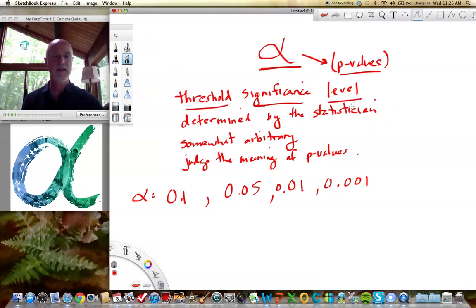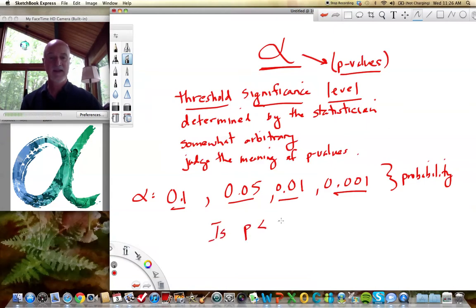Okay, so it's not a p-value, it's what we compare the p-value to. So it is a probability, and we are going to compare our p-value that we get with our associated statistic to it. So we are going to ask, is p less than alpha? And if so, then we are going to claim statistical significance. And if the answer is no, then we're going to say it's not significant.